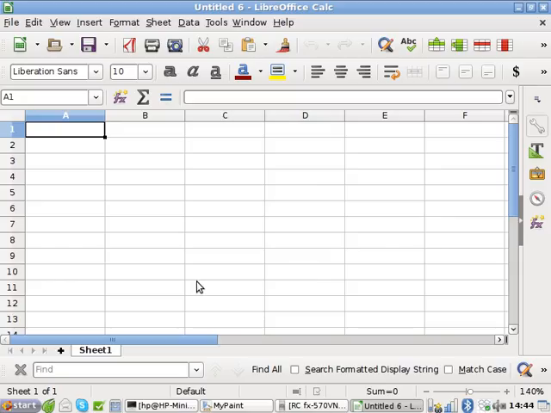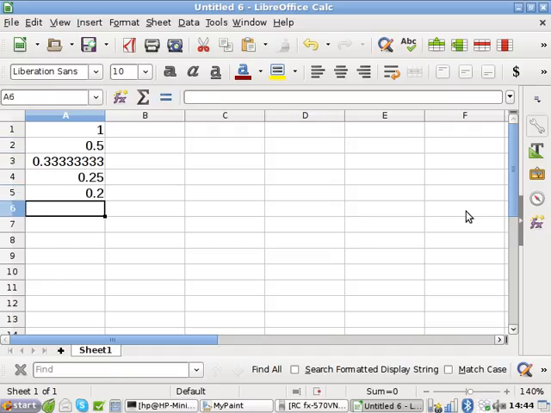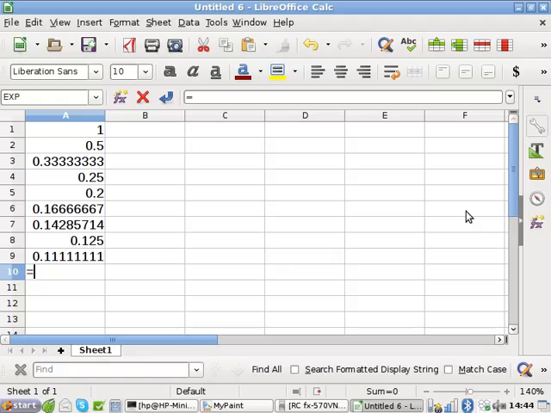Not bad. Okay, so let's have a look at making a bar chart. So we need 10 numbers. Let's give the sequence. The first term is 1, and we'll say the second term is 1 over 2, and then 1 over 3, then 1 over 4, then 1 over 5, and 1 over 6, 1 over 7, 1 over 8, 1 over 9, 1 over 10.